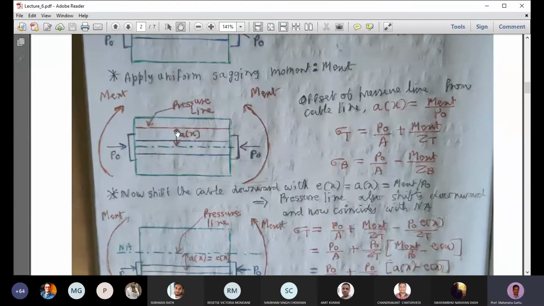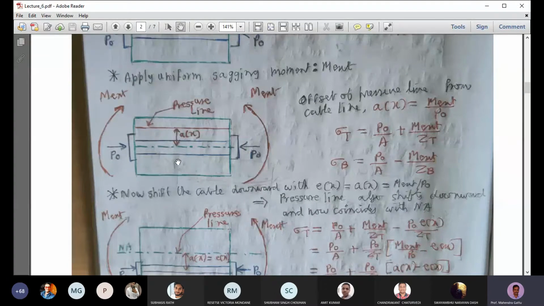So we can find out A of x, that is the offset of the pressure line from the cable line. That value is M of x by P naught. And here the bending moment is uniform throughout that length, so we get M external by P naught. So this distance A of x is equal to M external by P naught.